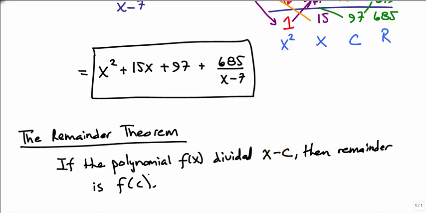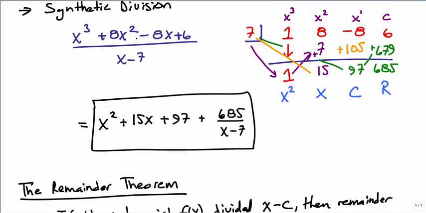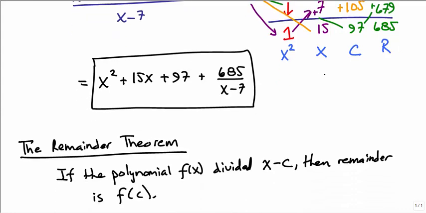Now what do we mean by remainder? Well, f of c means if we take this value c and plug it into my function, I should be able to check to make sure that my remainder is actually 685 here. So let's go ahead and take the problem that we just did, the x cubed plus 8x squared minus 8x plus 6.